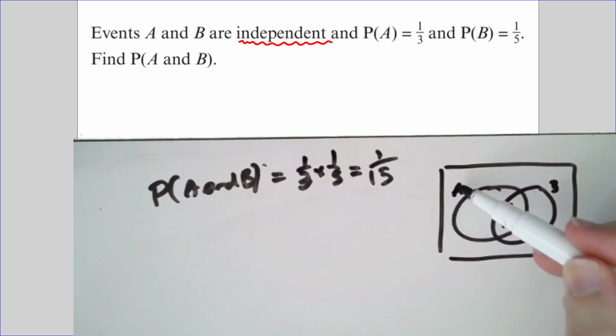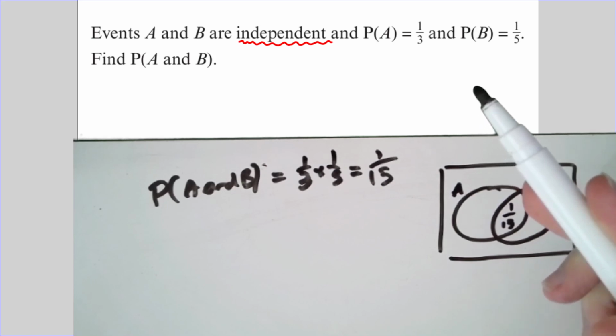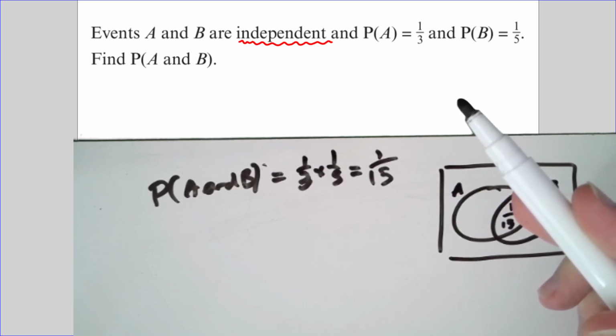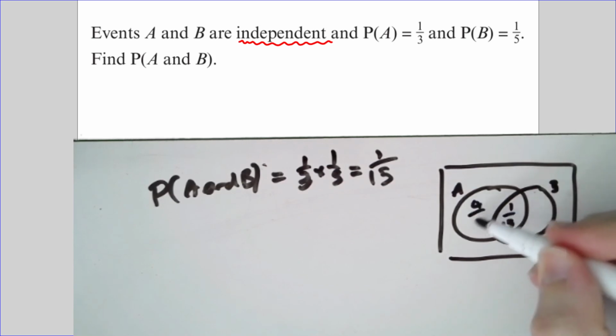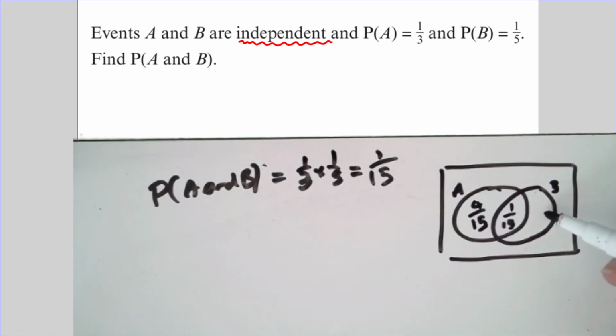Now the A circle has to add up to 1/3. 1/3 is actually 5/15. So in here we must have 4 out of 15. For circle B, we're supposed to be adding up to 1/5. That's 3/15. So here must be another 2/15. Altogether here we have 7/15. So on the outside we must have 8/15. Once we've got our Venn diagram, we can work out anything we're asked to find. In here they just asked to find the probability of A and B, but once we've got the diagram, we could answer any other questions they chose to give us.